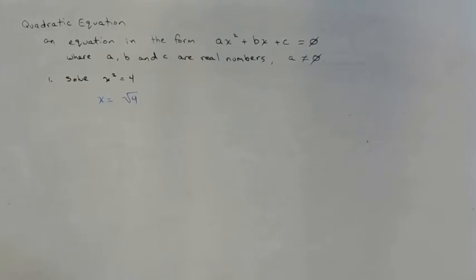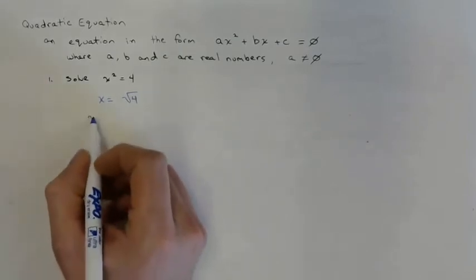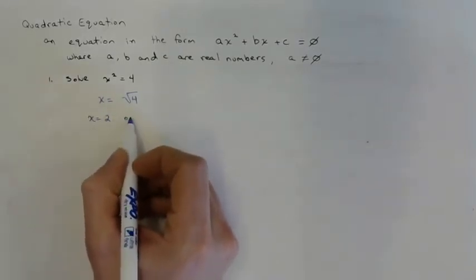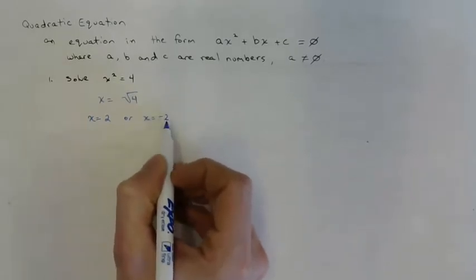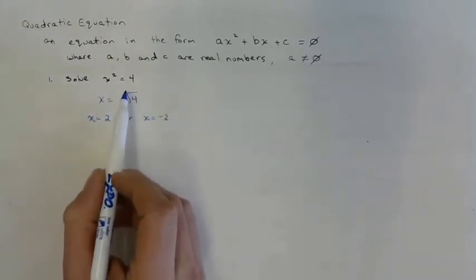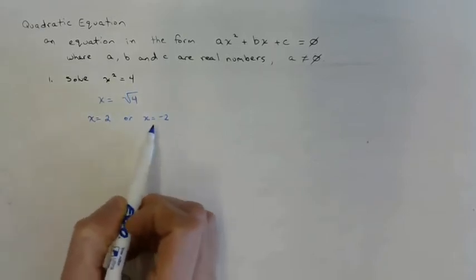What is the square root of 4? It's 2. Square root of 4 is 2. But 4 also has another square root. There is another number times itself. -2 also times itself equals 4. So listen, x equals 2 or x equals -2. When you take the square root of a positive value, there are two possible solutions.